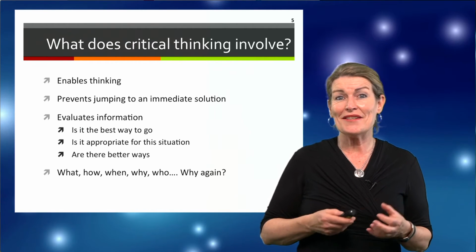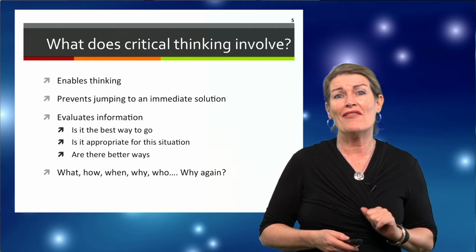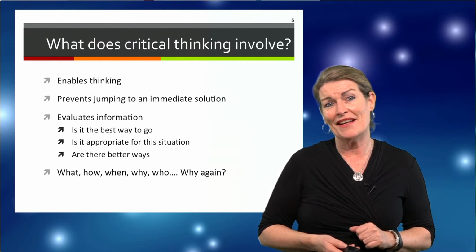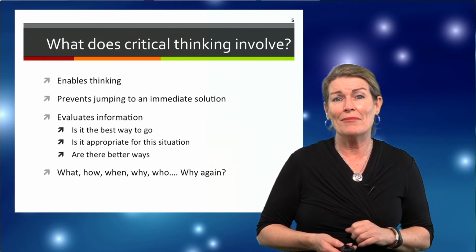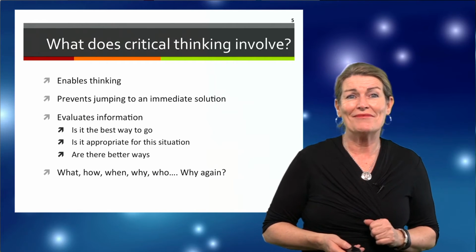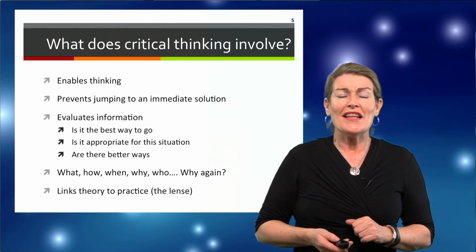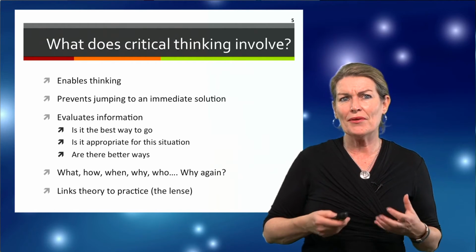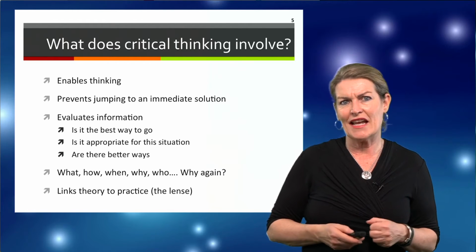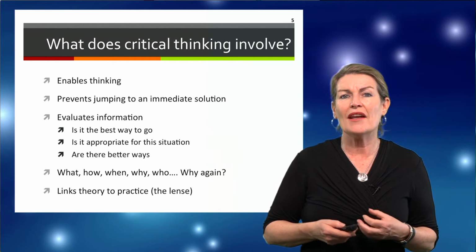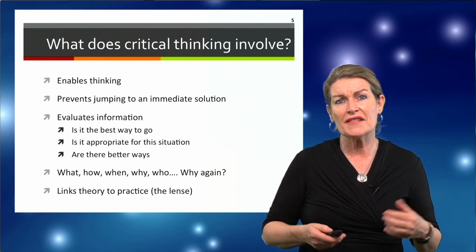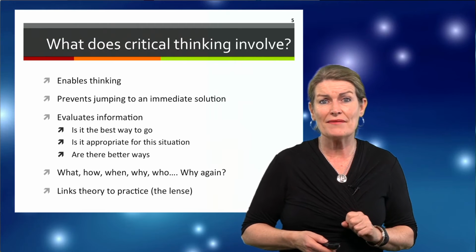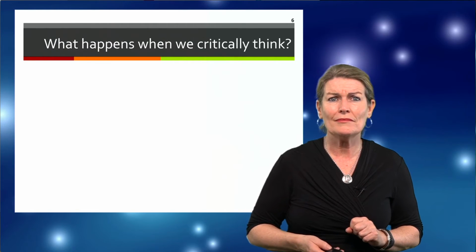You can keep asking yourself why. There's a theory about asking 5 whys on every particular issue. So why is it happening? Why is it a problem? And so on. So this is about linking theory to the practice, the lens that we actually use. So critical thinking actually gives us a lens to look at problems and look at those multiple views, look at the diversity of the views and gathering different information, gathering other points of view.